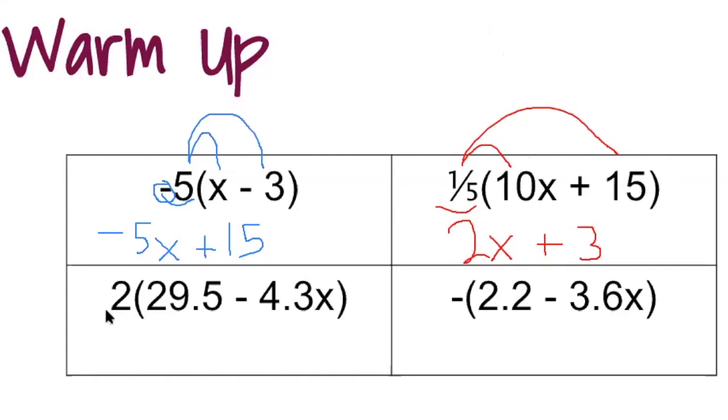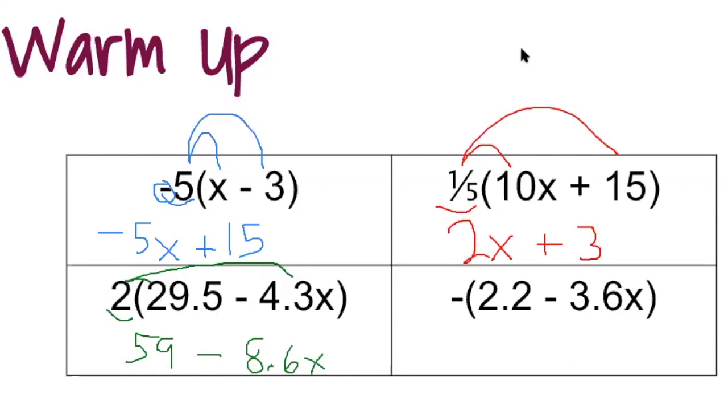Let's look at the third one. This is a little tricky just because there's decimals, so you just might want to use a calculator. So I have a 2 that I need to distribute out to both of these numbers. So I need to multiply it by both of those. So using my calculator, I need to do 2 times 29.5, and that's 59. So 2 times 29.5 is 59, and then 2 times a 4.3 is 8.6, and we still have that x. And then the sign in between, because there's a positive 2 times a negative 4, that's going to be negative.